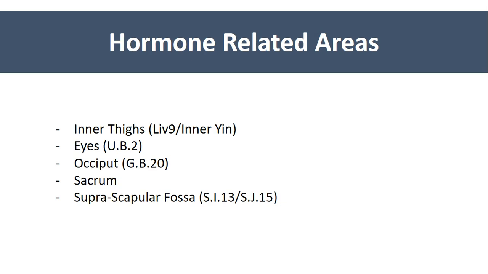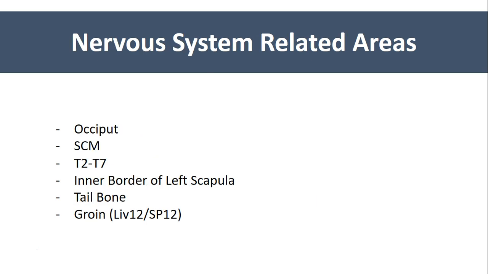There are hormonal correlations that show in the inner thigh, just above the knee, as well as the eyes at bladder 2, the occiput, gallbladder 20 to gallbladder 12, puffiness over the sacrum, and small intestine 13, Sanjiao 15 area, the suprascapular fossa. And then there are nervous system related areas, which include the occiput, the SCM, the upper thoracic spine, the left inner border of the scapula, the coccyx, and the groin, liver 12 area.